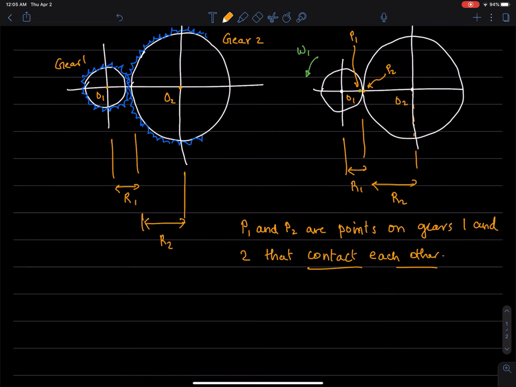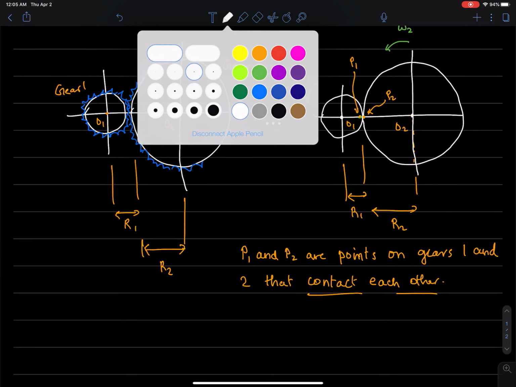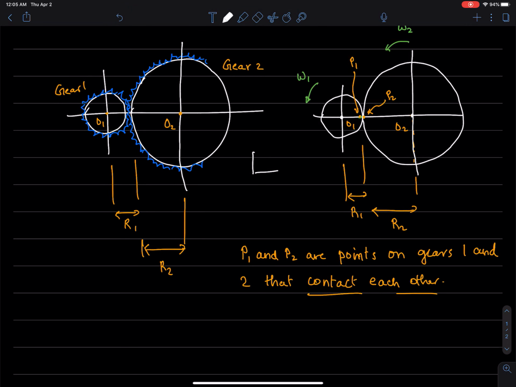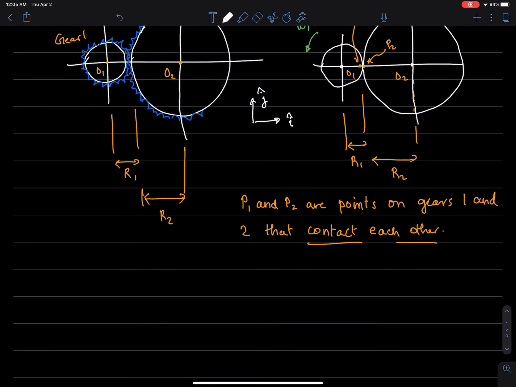Okay. I've given them different notation, P1 and P2, rather than calling it P, because there are 2 points, one on gear 1 and one on gear 2. Let's introduce a couple more notations, the usual ones. Let's call this I, let's call this J. Anything else? I guess that's all we want for a moment.